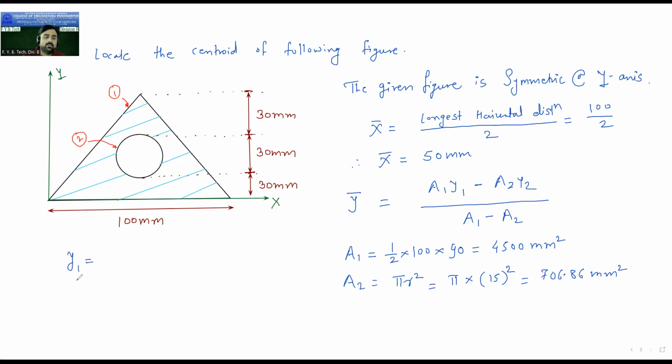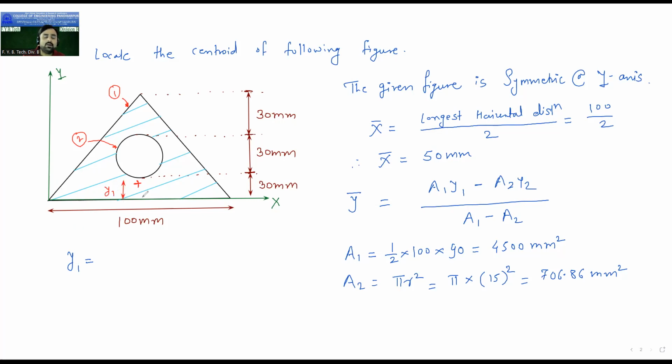Now y1. Tell me what is the meaning of y1? 1 stands for the first area. What is my first area? My first area is the triangle. And y1 is the distance of the centroid of this triangle from the x-axis. I assume that the centroid of this triangle may be somewhere here, not exactly, but over here. So y1 means the distance of this centroid of the triangle from the x-axis.